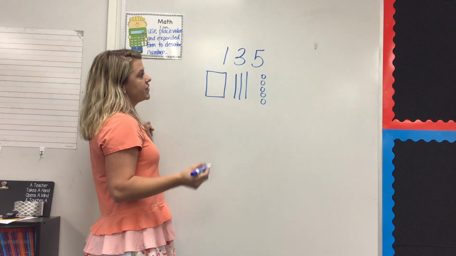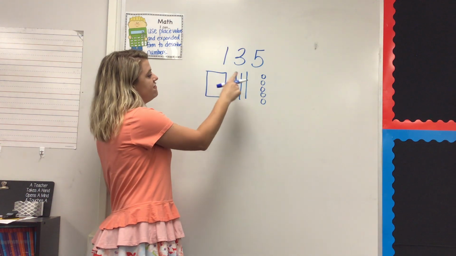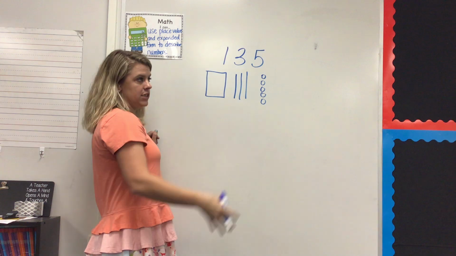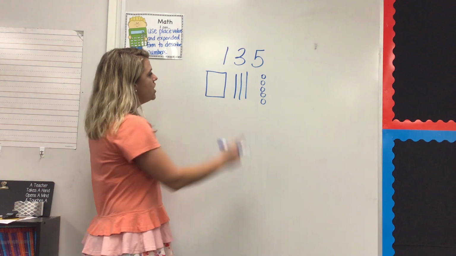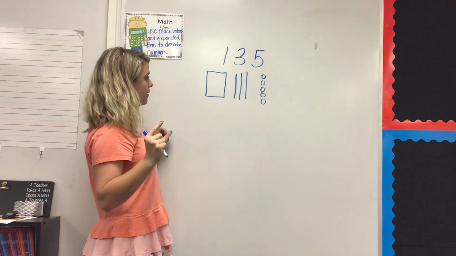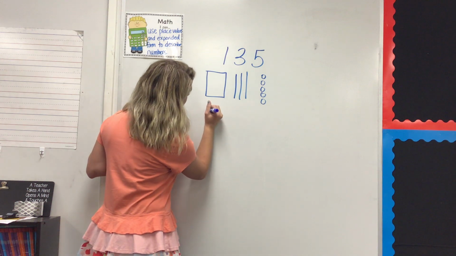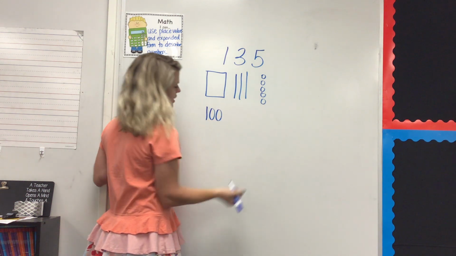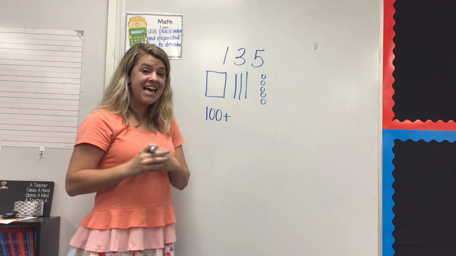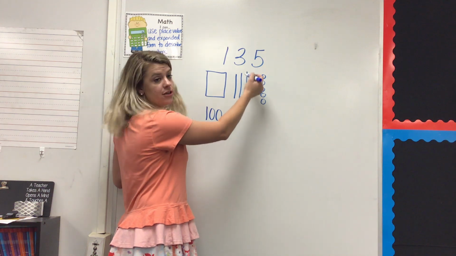All right. Now, remember when we did our previous one, we said what is the value of each group of flats, rods, and one cubes. So I'm looking here, and I know that anytime I see a flat, I'm going to count by hundreds. Here we go, ready? 100. Easy enough. So I'm going to write a 100 underneath that. And remember, when we write an expanded form, we're adding all the values together. So we need that plus sign. And then we're going to move over here to our 10 rods.